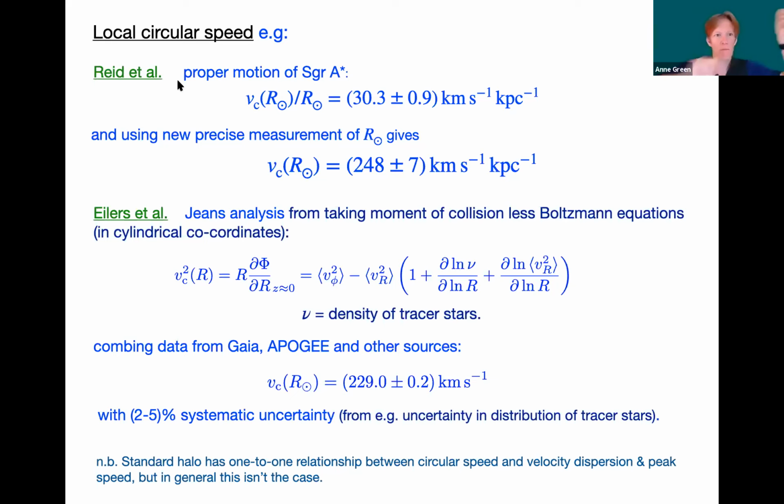So on average, the dark matter particles are moving around, not completely randomly. They might have orbits that are more radially biased than angularly, but we don't think there's any net bulk rotation of the dark matter halo.